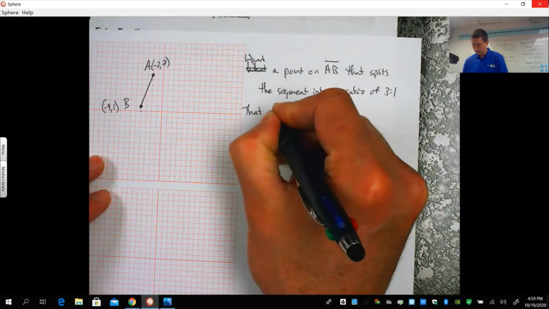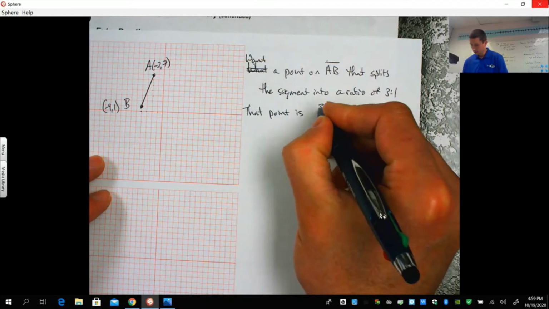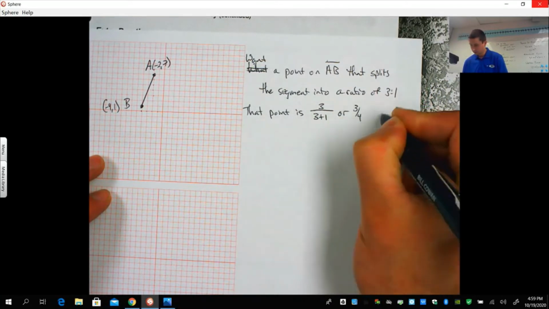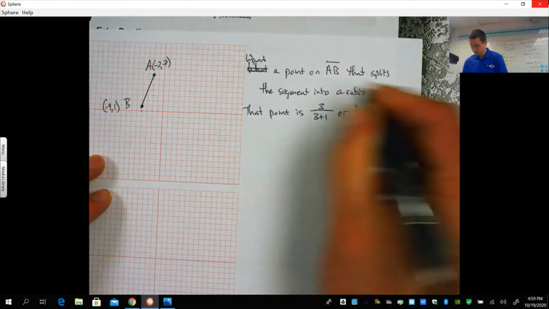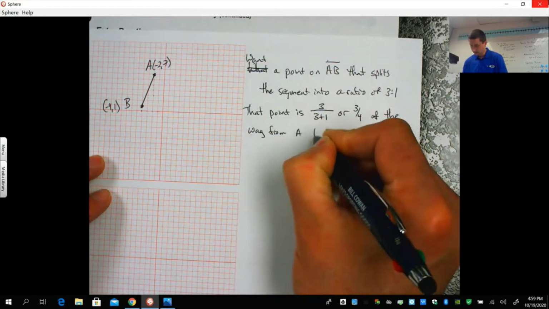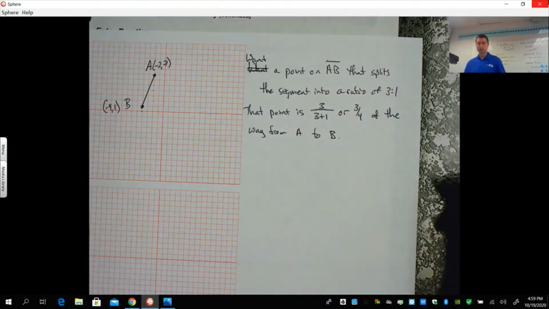So that point is 3 over 3 plus 1, or 3/4 of the way from A to B. 3/4 of the way from A to B.